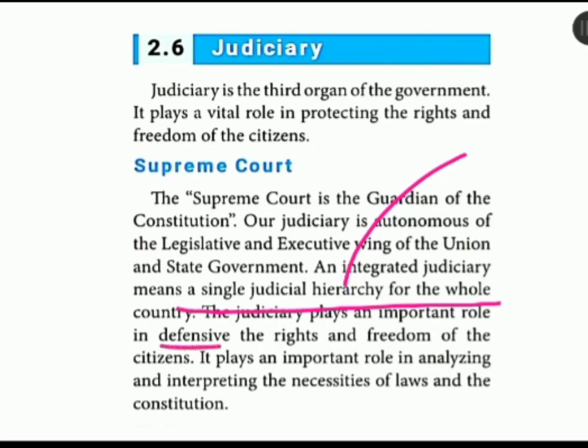Then the judiciary plays a very important role to protect the rights and freedom of the citizens. Defensive in the sense, to protect. So which one is protecting the rights and freedom of the citizens? Judiciary. Yes, Supreme Court is the guardian of the Constitution, like that they are telling. So it plays a very important role in analyzing and interpreting the necessities of laws and the Constitution. If any government violates the provisions of the Constitution, who has the right to ask? The Supreme Court has the right to ask against the person who violates the rules and regulations of the Constitution.